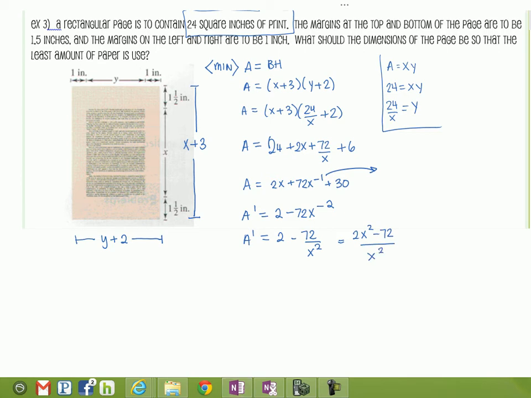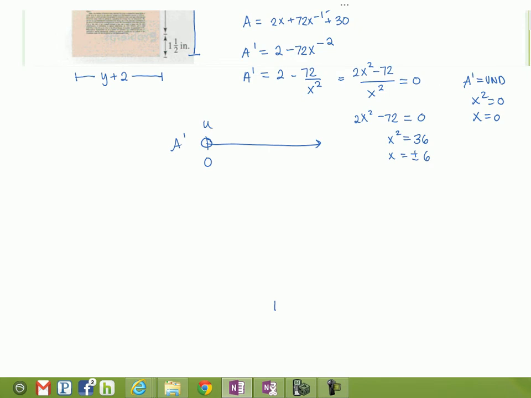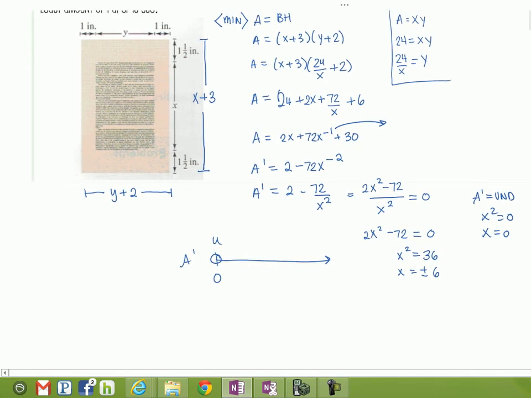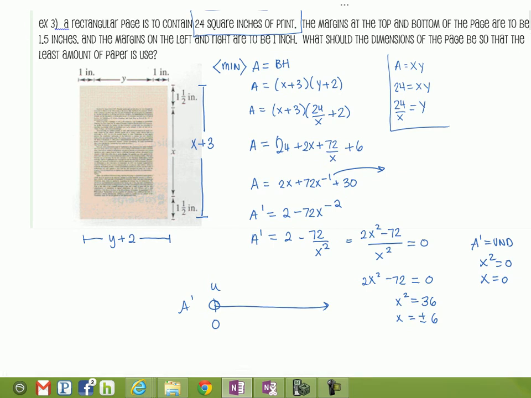And then I'm going to set this equal to 0 and A prime equal to undefined. Undefined is the easier one, so I'll do that real quick. And that should make sense. We're not going to use 0 as an answer, but 2x squared minus 72 is equal to 0. X squared is equal to 36, so x is equal to plus or minus 6. For A prime, we're going to start at 0, undefined, and we're not going to use 0. Then the 6. I'm not using the negative 6 because it's not in my real life domain.